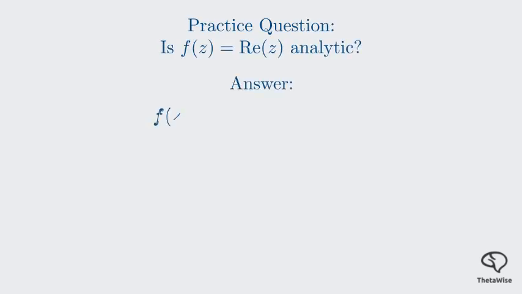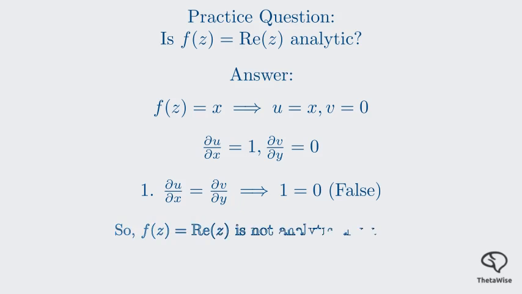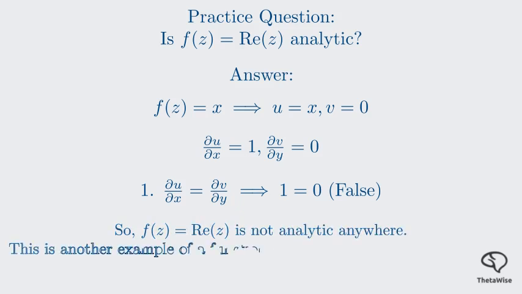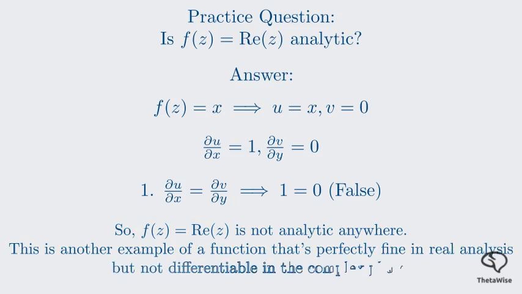For a practice question, try this one yourself. Is the function f of z equals the real part of z analytic? Let's quickly go through the answer. f of z equals x, so u is x and v is 0. ux equals 1, vy equals 0. The first equation, 1 equals 0, is false. So f of z equals the real part of z is not analytic anywhere. This is another example of a function that's perfectly fine in real analysis but not differentiable in the complex plane.